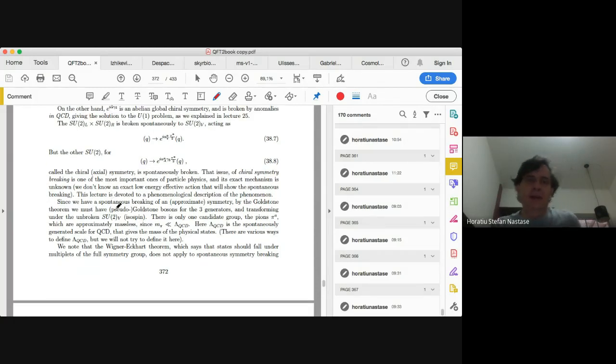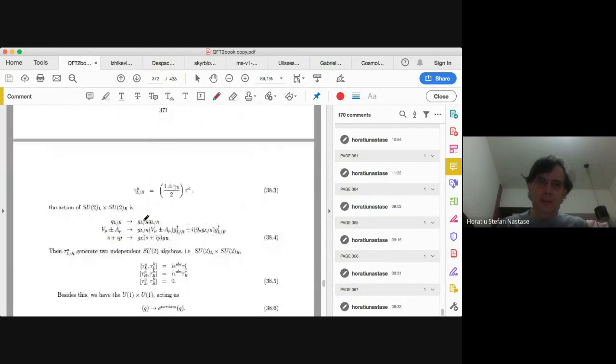Now, knowing that there's this spontaneous breaking of the symmetry, which, remember, is not exact but approximate because the up and down quarks have a small but non-zero mass, then, by the Goldstone theorem, we have these pseudo-Goldstone bosons for the three generators of SU(2)A, and which transform under the SU(2) vector, so the non-chiral part. The SU(2) vector is actually known as isospin.